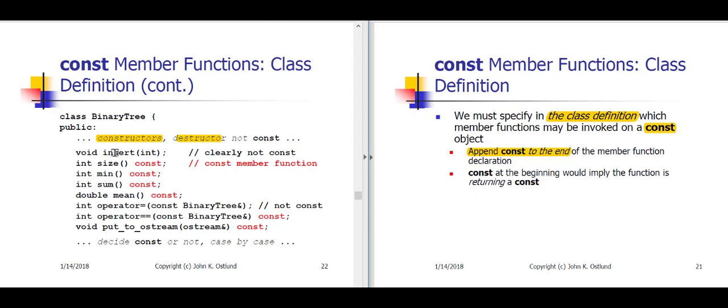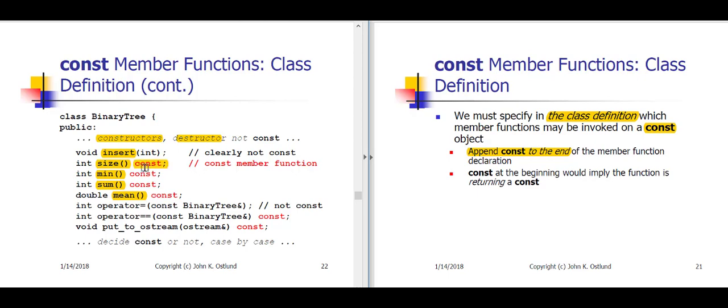In the particular case of binary tree, insert is definitely modifying the binary tree, so it is not declared as a const function. But functions such as size, min, sum, mean do not in any way modify the current binary tree object. They're simply returning the number of elements in the binary tree, or figuring out what the minimum value or the sum or the mean of the values in the binary tree are. And so to indicate to the compiler that these functions can safely be called on a const binary tree object, we stick the word const at the end of the declaration.